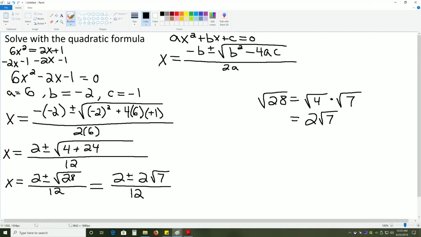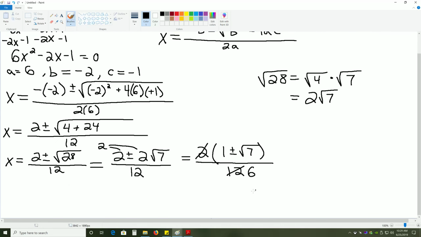And now, at this point, we can factor out a 2 from the top, since we are adding and subtracting, which gives us 2 times 1 plus or minus 1 times the square root of 7, or just the square root of 7, all over 12. And now notice we have a factor of 2 in the top and bottom. We can cancel that out, leaving us with a 6 in the bottom.